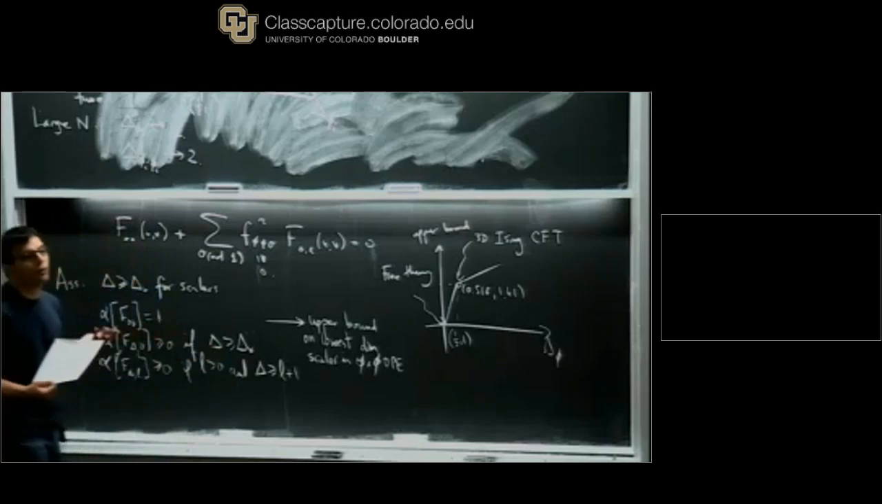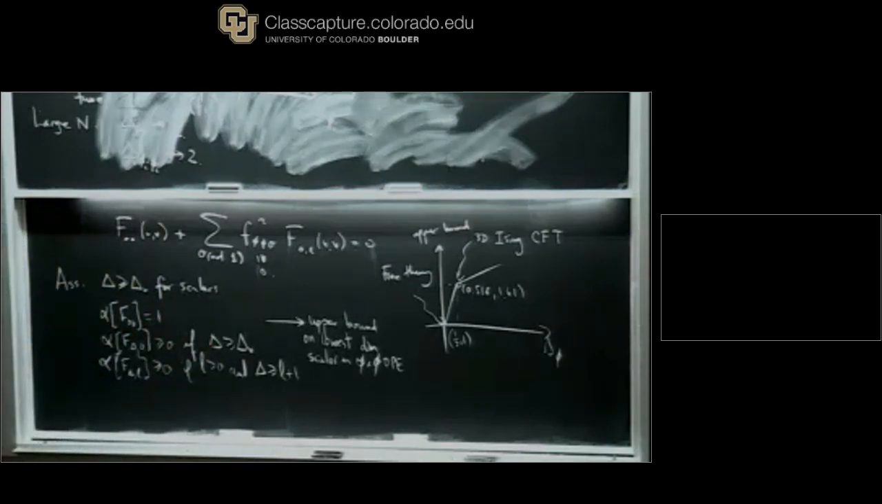Right. So if you think that there aren't that many CFTs because of universality, then maybe that would be an explanation, as far as the numerics go.